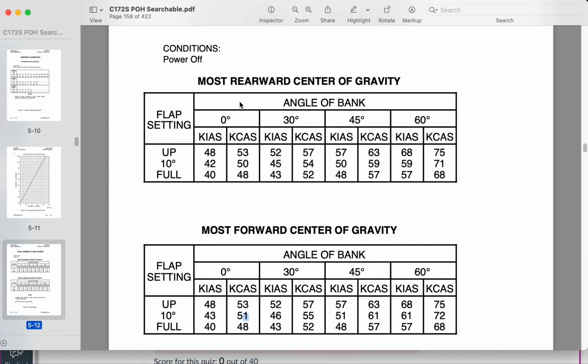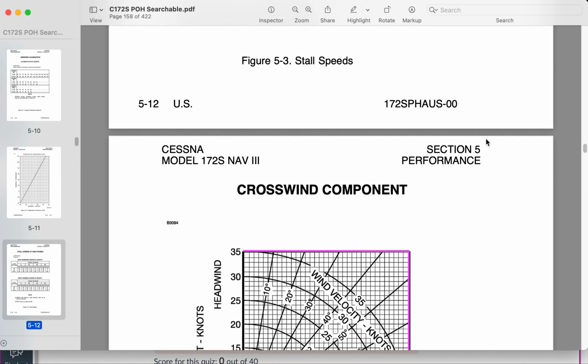So if I say we're at rearward CG and flaps are fully deployed and we're at 30 degrees of bank, there's your indicated airspeed stall speed. Don't give me calibrated unless I ask for it. I'm asking you indicated because that's what your gauge says. As you increase your bank, the stall speed increases, and as you extend your flaps, your stall speed decreases. So you get to go slower with your flaps out, but the more you bank, the heavier you feel, the higher your stalling speed.